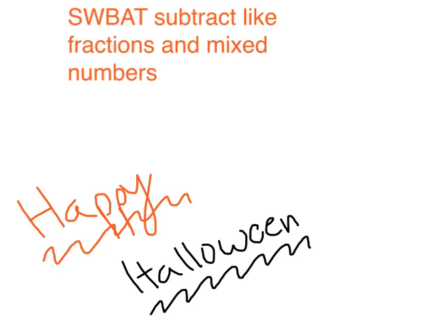Today, we'll be subtracting like fractions and mixed numbers. Yesterday, we added fractions with like denominators. We found that when we drew our models, we could add the numerators if the denominators were the same. Today, we're going to use models to prove what happens when we subtract fractions. Let's start by looking at an example.